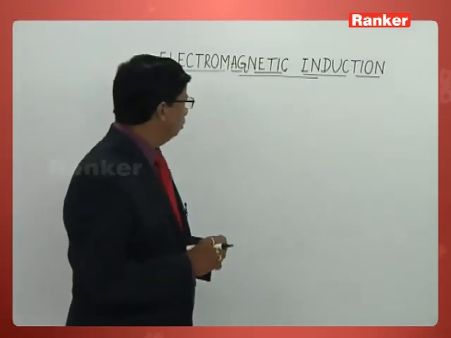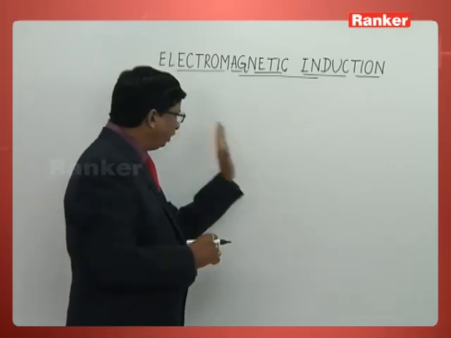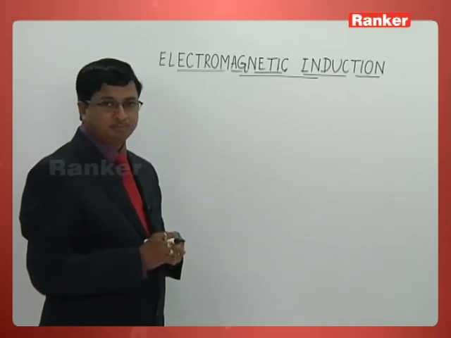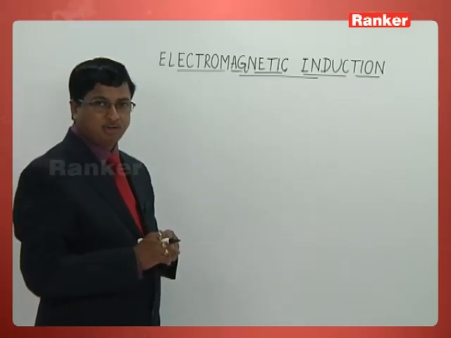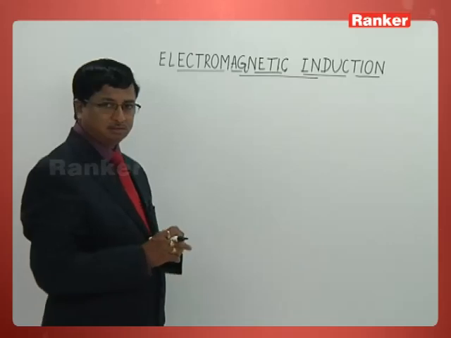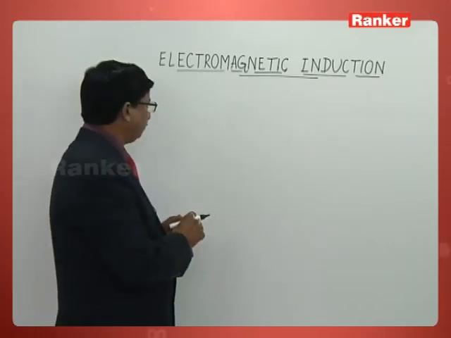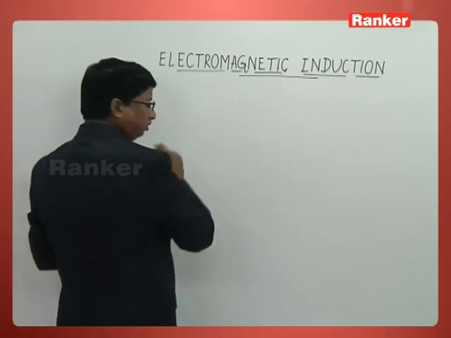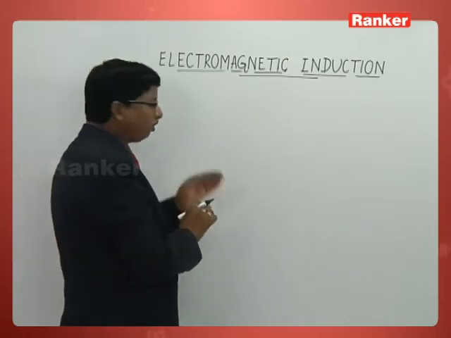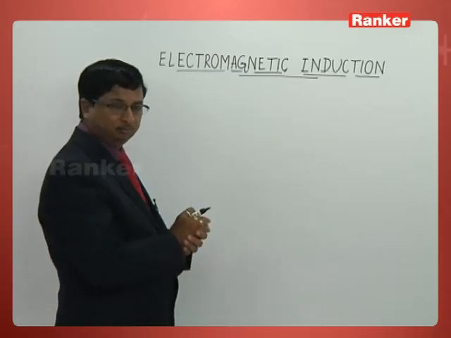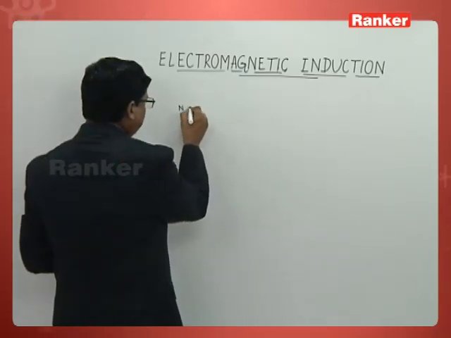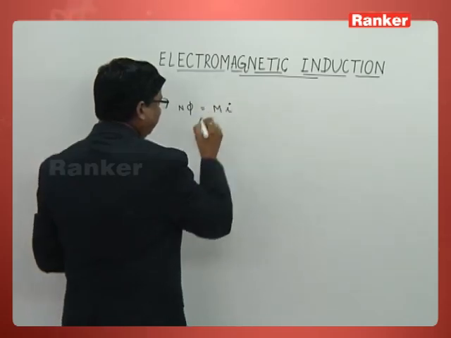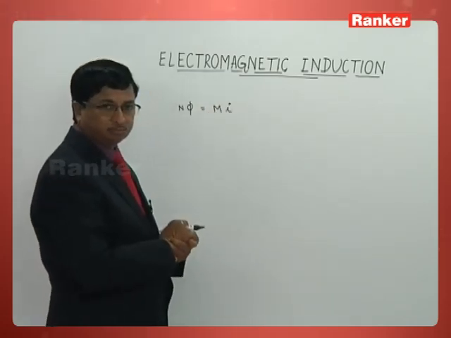In fact, we all know whenever self-induction or mutual induction is taken up, we can directly write the concept this way. That is, the value of phi is proportional to I. N phi is equal to M i. This is the formula generally we write.